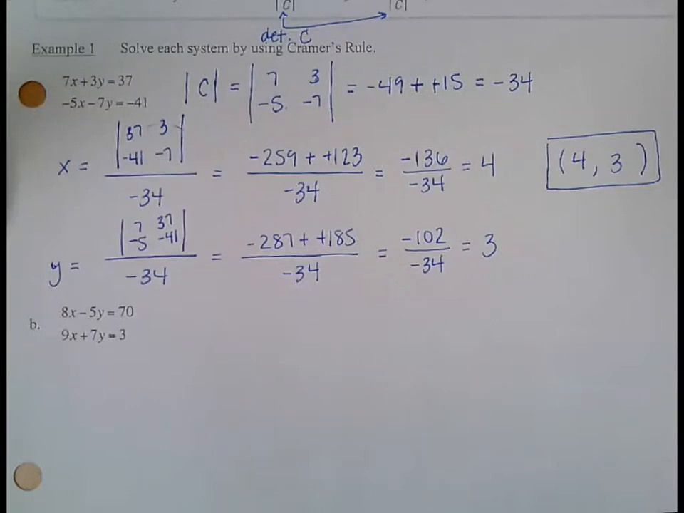So rather than using elimination or substitution, the methods we learned before, this is an alternative method. That's it. That's Cramer's rule.